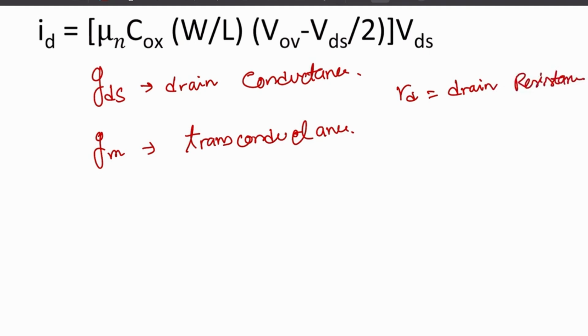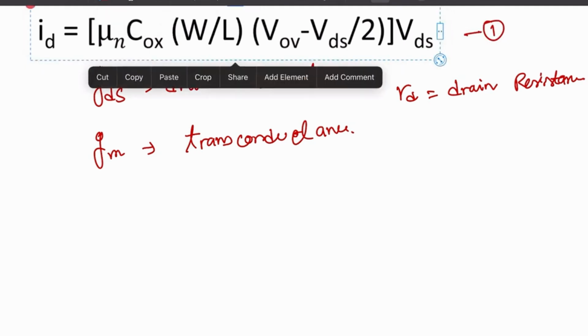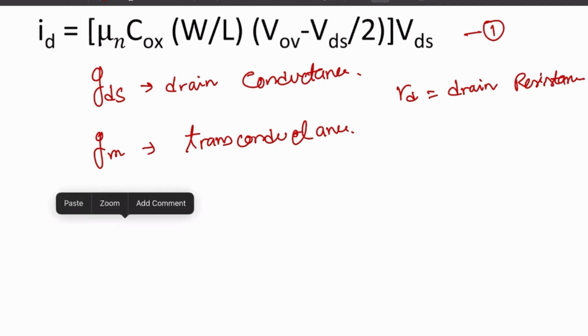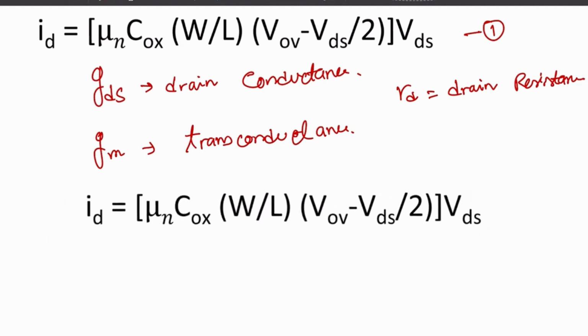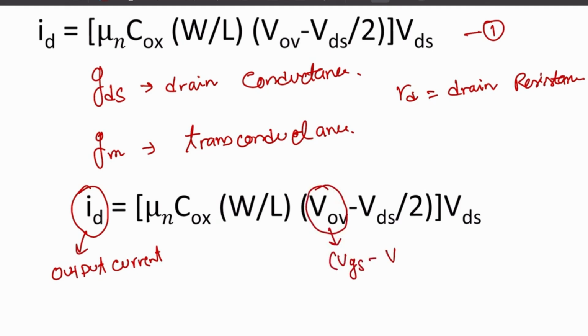Okay, so from this equation, as I already explained, this is equation 1. This equation 1 is the final current equation of the MOSFET, right? Here in this equation, this one is the output current, and here we have VOV. VOV means VGS minus VT, right? This is the input voltage.